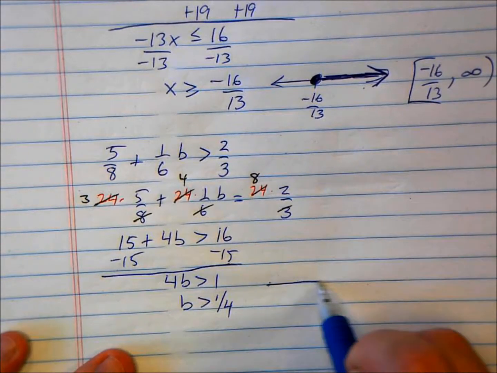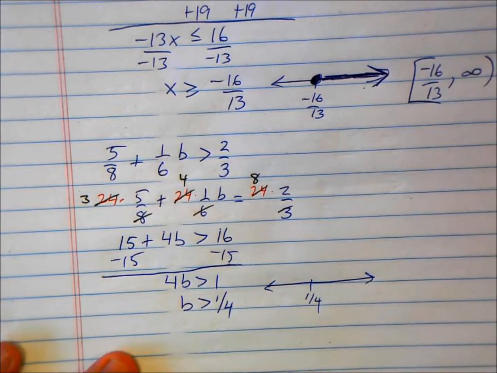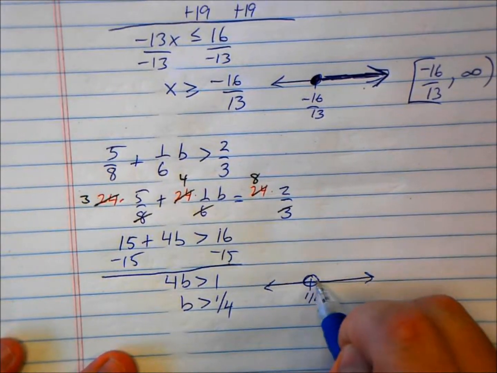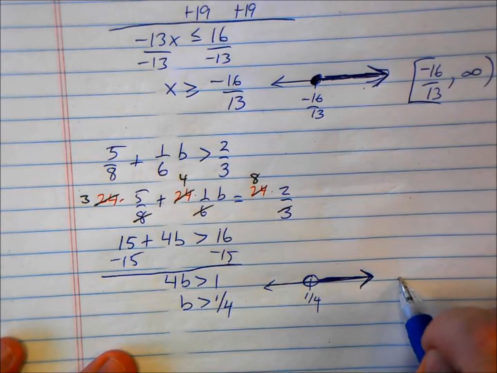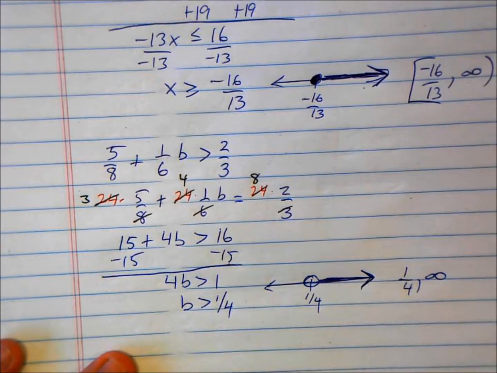Number line. There's 1/4. Circle or dot? Circle, because I don't have an equal to sign this time. Greater than 1/4, so I shade to the right. Interval. There's 1/4. And my biggest number is infinity.